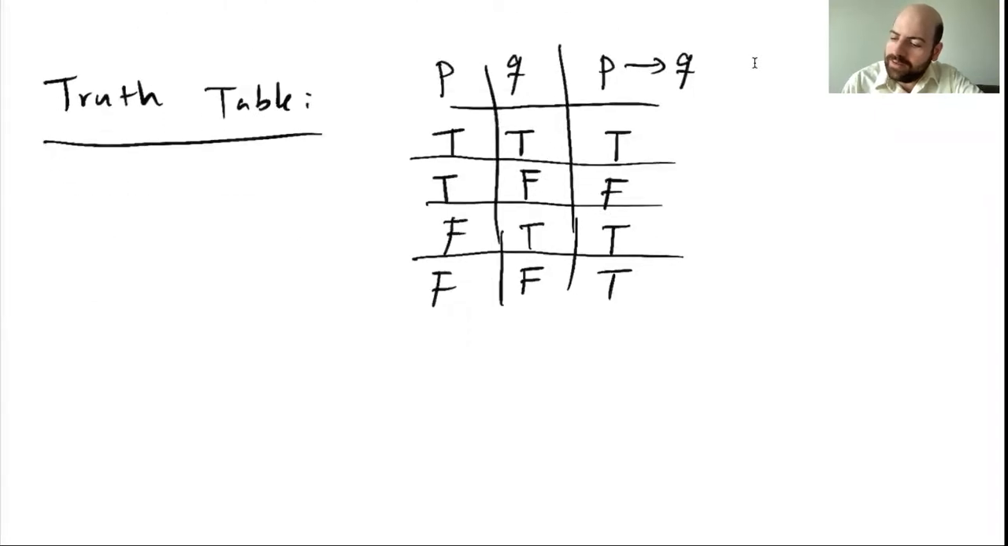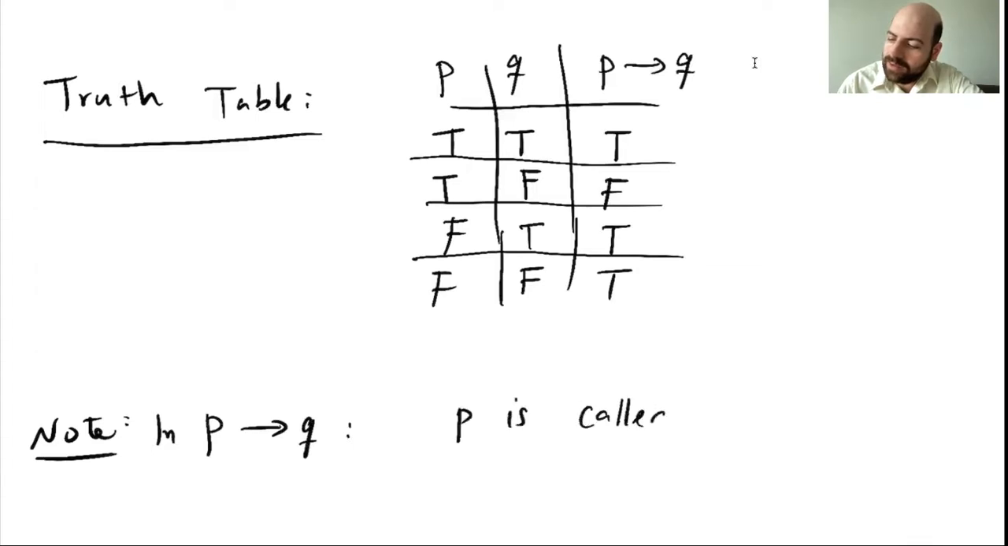Okay, so here, note, when we say P implies Q, P is called the hypothesis, and Q is called the conclusion.